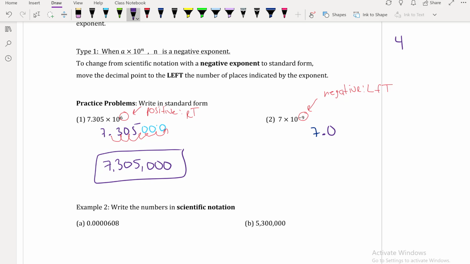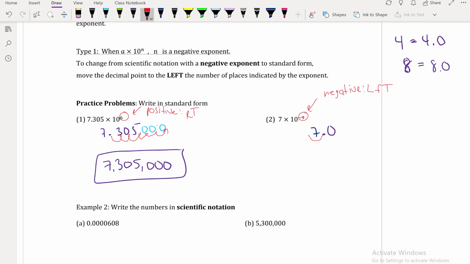If I had 4, it's the same as 4.0. If I had 8, that's the same as an 8.0, right? You can always make any number a decimal by saying it's decimal 0. So 7 is really 7.0. So that means I'm going to move this over to the left 9 places.